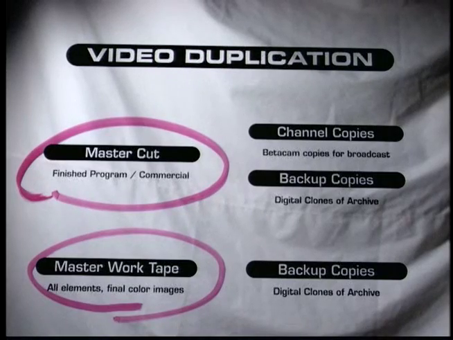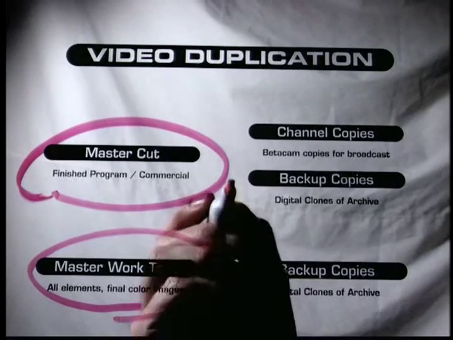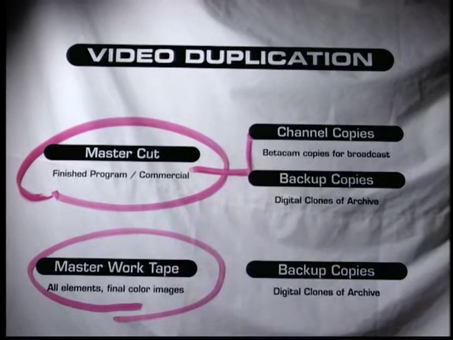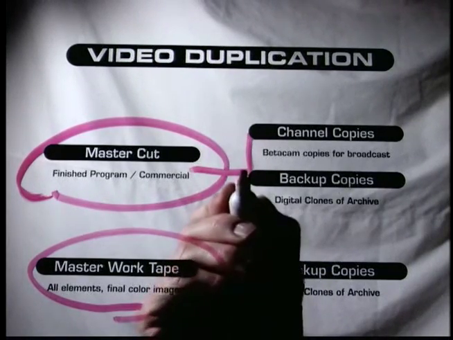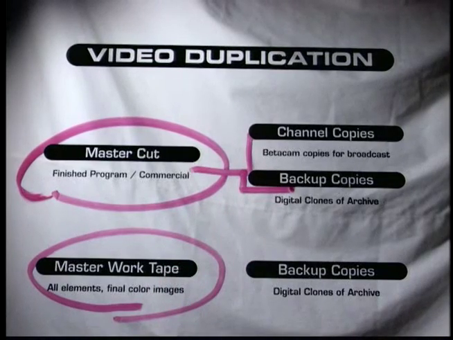So the master cut is actually duplicated once for channel copies, which is usually done on Betacam and is sent out to the individual TV stations. And another copy is usually made, a digital clone of some kind, as a backup copy. And this would just go into a vault somewhere in different places so that there's more than one copy.